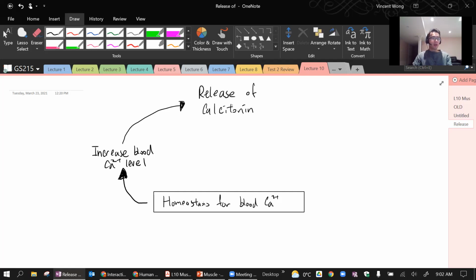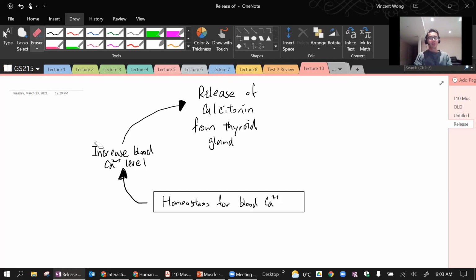Does anybody know where calcitonin is released? Some of you must have watched the lecture. Tell me, where is calcitonin released from? No? Thyroid gland. Do you know where the thyroid gland is? Thyroid gland is right here. Okay. So that's the gland that could get big, goiter, if you, for example, don't have enough iodine.